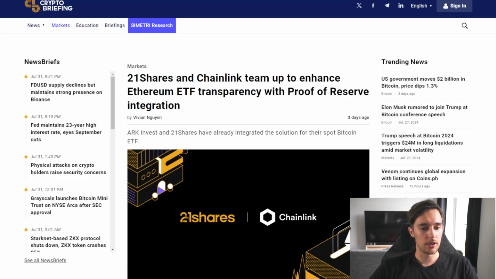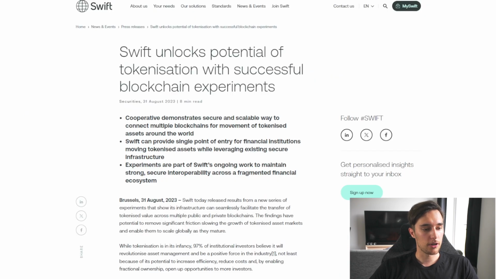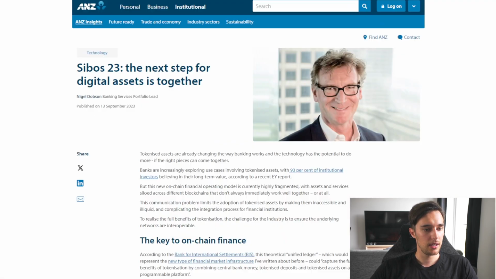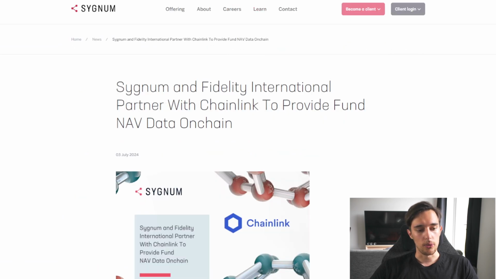I want to take a quick moment to also talk about some major partnerships that Chainlink has. This one is from 3 days ago, where Chainlink announced that they will team up with 21Shares to enhance Ethereum ETF transparency with proof of reserve integration. They also have a partnership with Swift around tokenized assets, so big partnerships. I will drop the links of these in the description as well. They have partnerships with DTCC, with ANZ Bank and Fidelity. So yeah, big things are happening behind the screens.